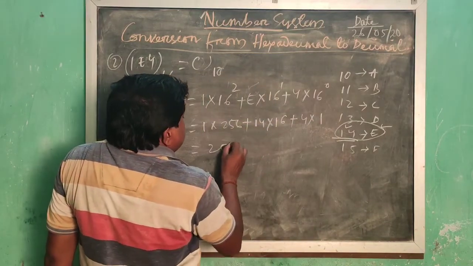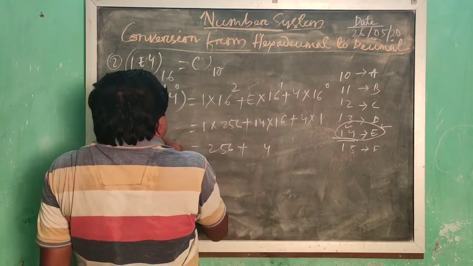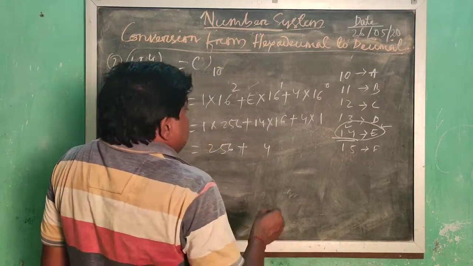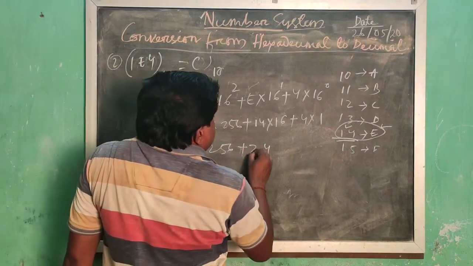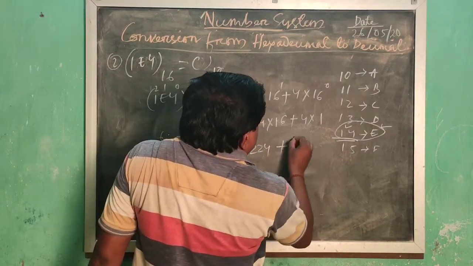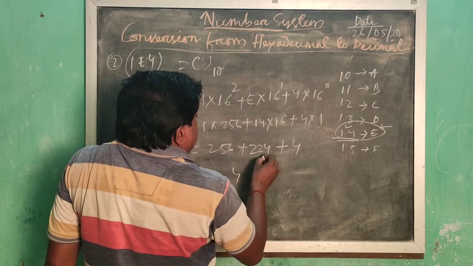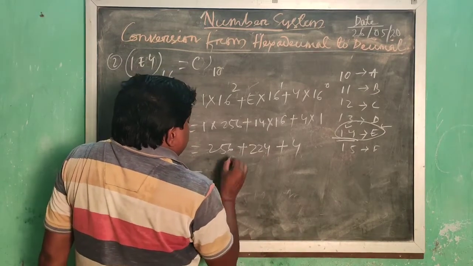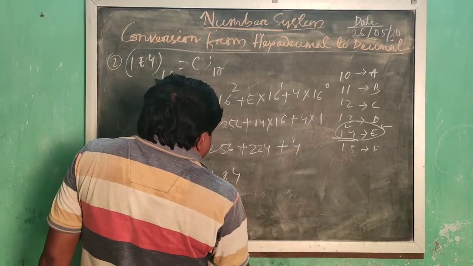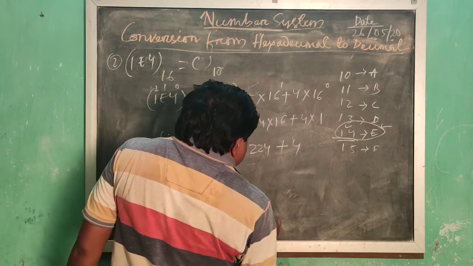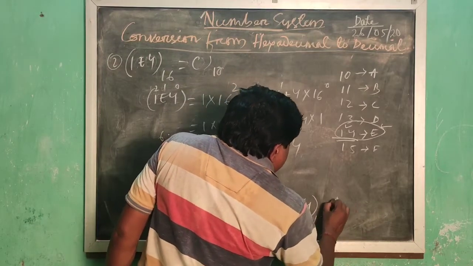Then here 256 plus 224, plus 4 into 1 which is 4. That gives 484. Okay, then your answer will be 1E4, base 16, equals 484, base 10. It is your answer.